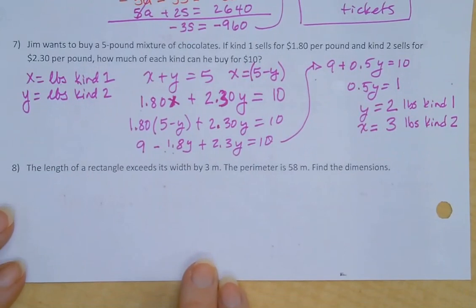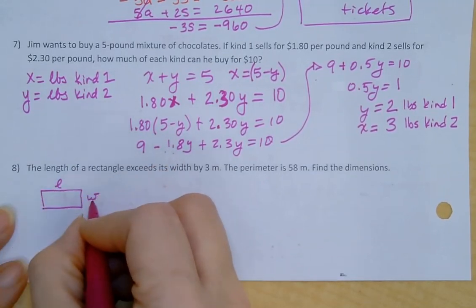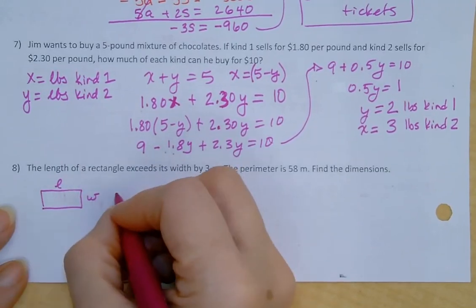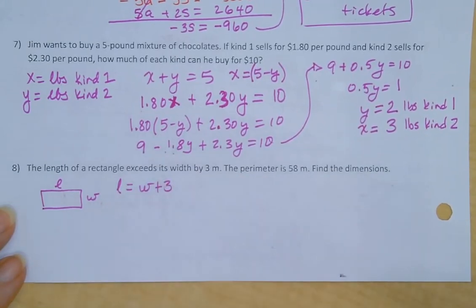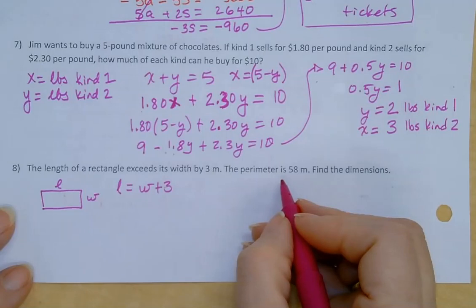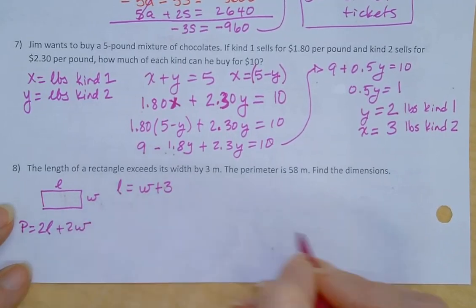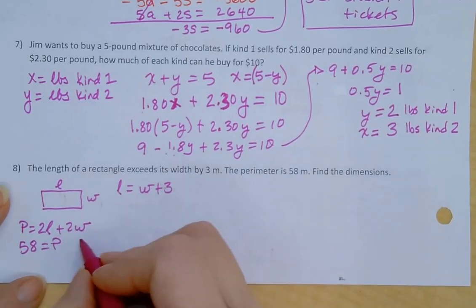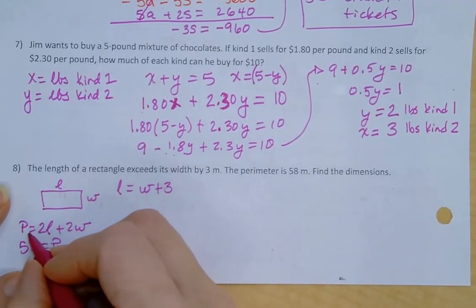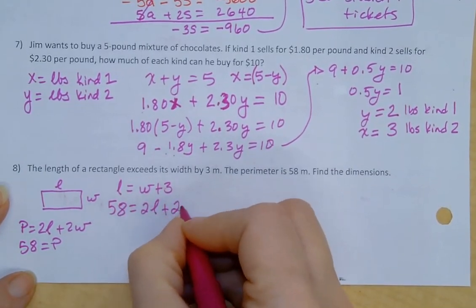Finally, this is our last question. The length of a rectangle exceeds its width by 3 meters. We have another rectangle. The length exceeds the width by 3 meters. Okay, so I know that the length is bigger than the width by 3 meters. Make sense? It also tells me the perimeter is 58 meters. So remember, perimeter is 2 times the length plus 2 times the width. And they are telling me that the perimeter is 58. So I'm going to combine these two things, right? I'm going to say that 58 equals 2 times the length plus 2 times the width.